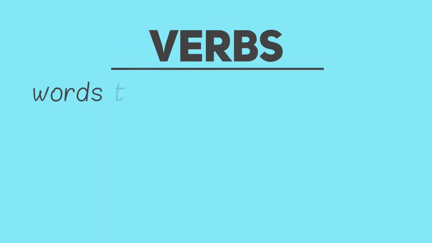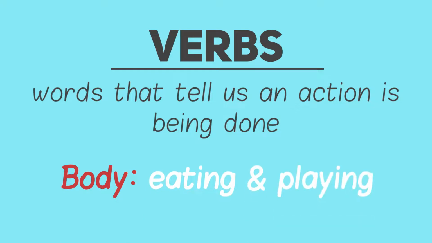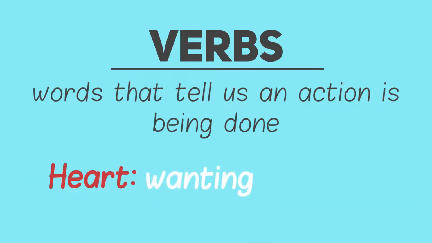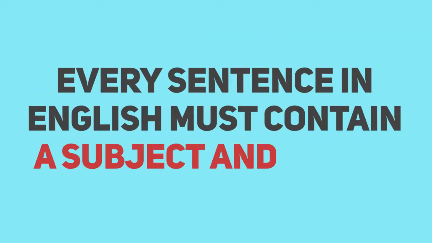Verbs in English are words that tell us an action is being done. Generally, these actions can be of the body, like eating and playing, of the mind, like thinking and understanding, and of the heart, like wanting and loving. Every sentence in English must contain a subject and a verb in order to be considered good and solid.